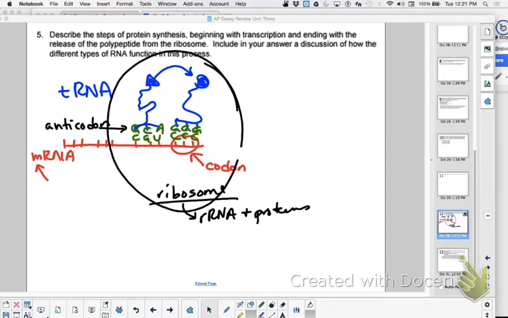Now, ask your bio buddy who you're sitting next to. Anything in the Shadowlands on this part? Anything you need some clarification for?